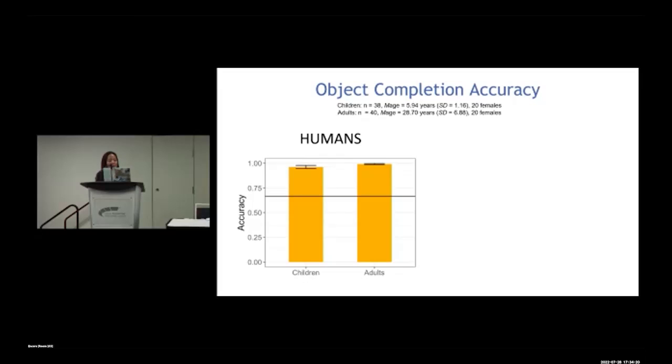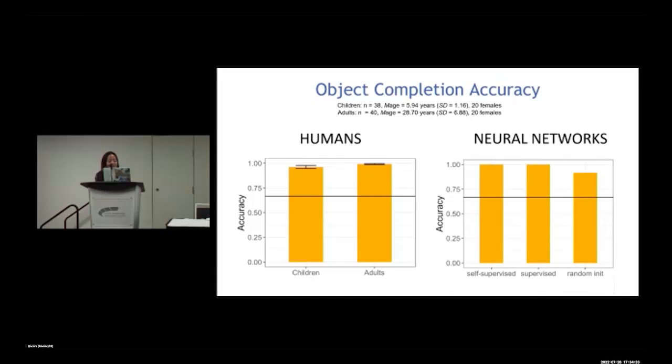Since there are two possible options out of the three options that are provided, chance level would be at 66%, which is indicated by the horizontal line, and we see that our humans are significantly above that. And for neural networks, at least with ResNet 50, they seem to be doing really well as well.